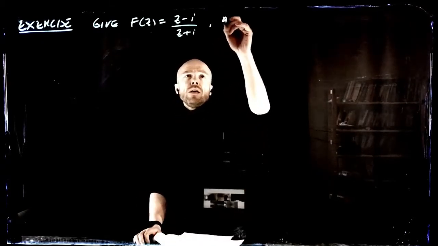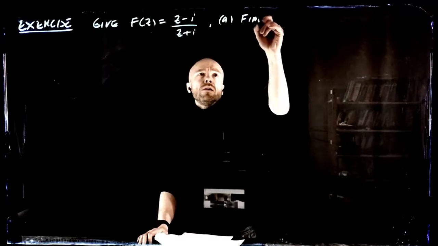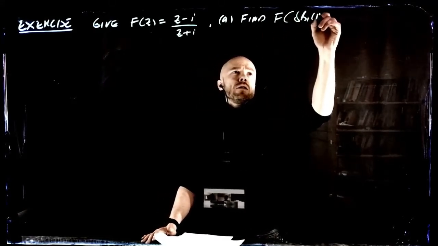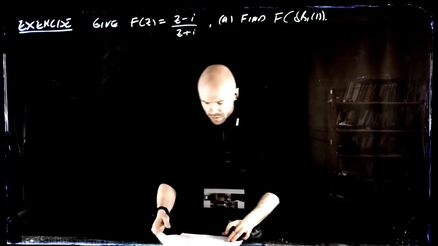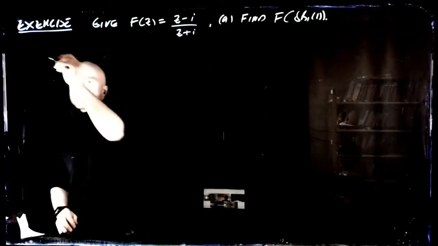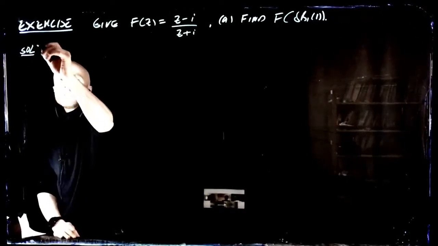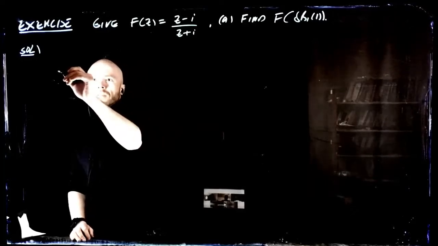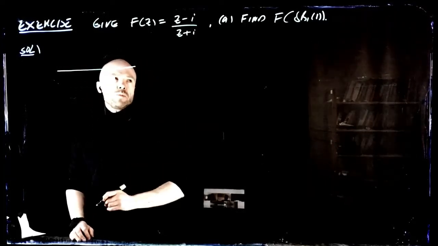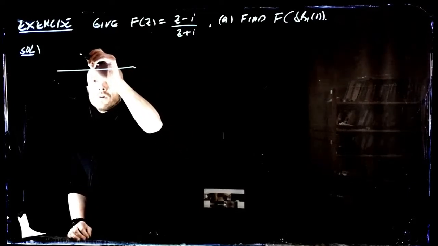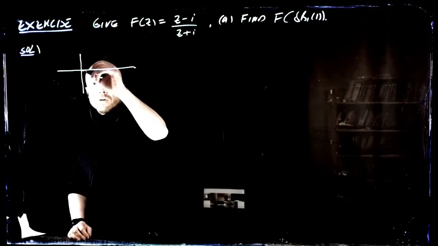So find f of, like this. Okay, so solution. How are we going to do this? So let's draw the complex plane over here, and let's draw the thing we're actually going to set the image of, like this.